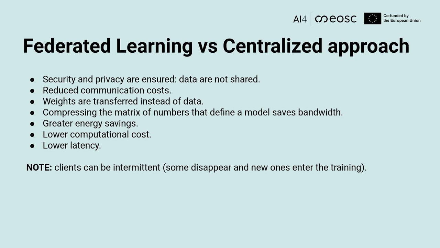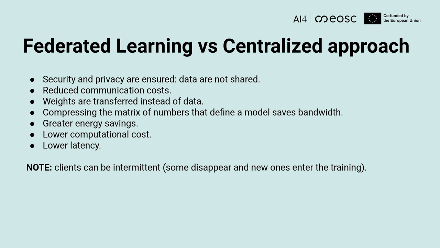But in the federated learning approach, the models are trained locally, so we are reducing the latency, and we are also reducing the computational cost, because in this case we are not training the model with all the available data in a single site, but the training is distributed in different sites.